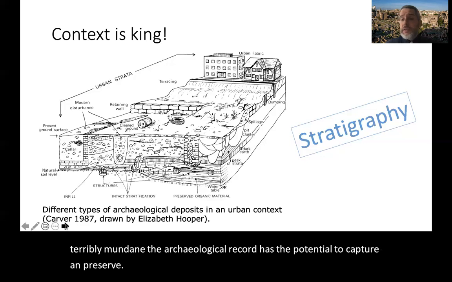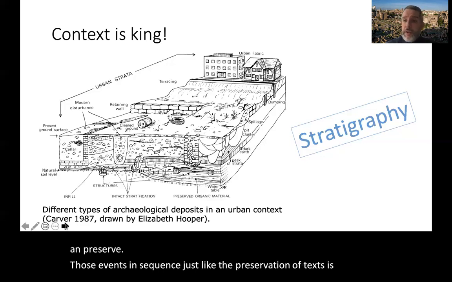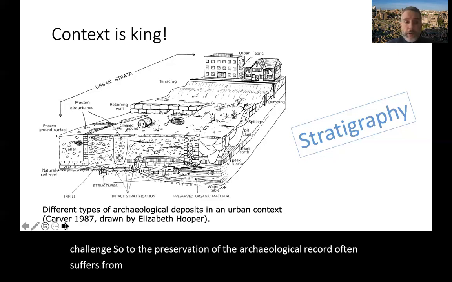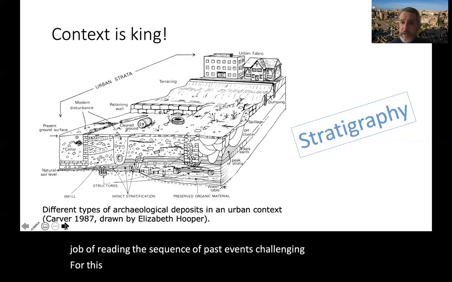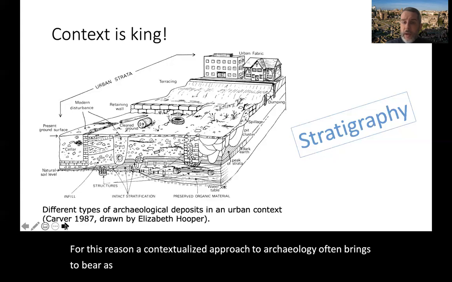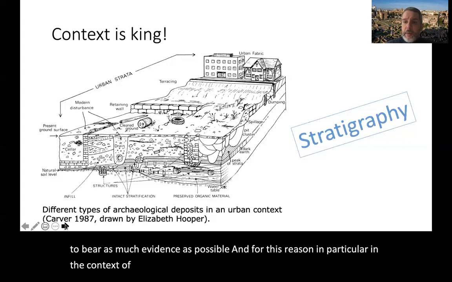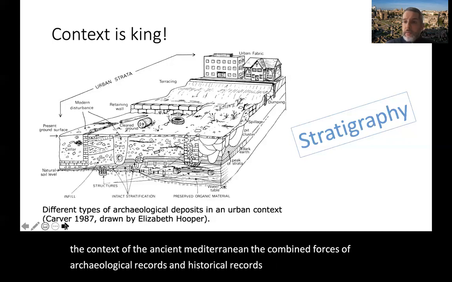Just like the preservation of text is a challenge, so too the preservation of the archaeological record often suffers from fragmentation, destruction, partial obliteration, making our job of reading the sequence of past events challenging. For this reason, a contextualized approach to archaeology often brings to bear as much evidence as possible. And for this reason, in particular, in the context of the ancient Mediterranean, the combined forces of archaeological records and historical records can make the interpretation of past time more fruitful, more nuanced, and more contextualized.